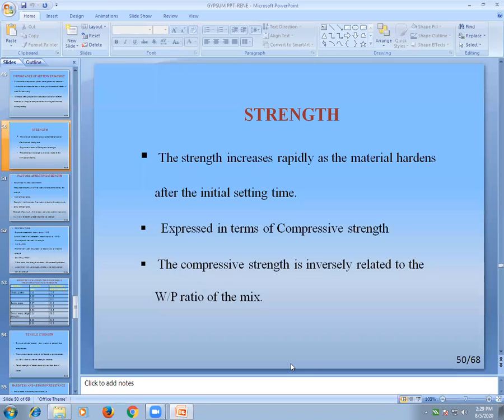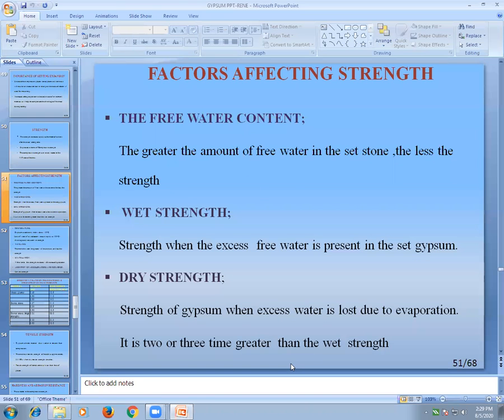So strength: the strength is increased rapidly as the material hardens after the initial setting, expressed in terms of compressive strength. The compressive strength is inversely related to the water powder ratio. The more the water powder ratio, the less is the strength. So, factor affecting strength: the free water content. The greater the amount of free water in the set stone, the less is the strength.